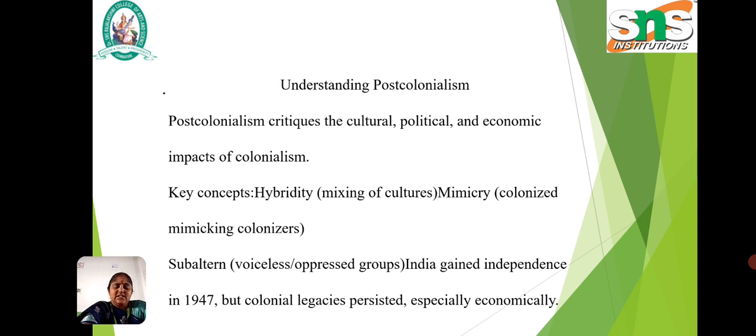In this novel, Kamala Markandaya has discussed hybridity, that is the mixture of cultures, Western culture as well as Eastern culture. Mimicry, that is the colonized society mimicking the colonizers, and also subaltern literature, that is the voiceless, oppressed group of people. India gained independence in 1947, as we all know, but colonial legacies, or the effects of colonialism, still persisted, especially in the economic background.